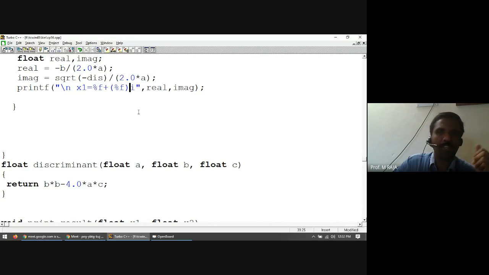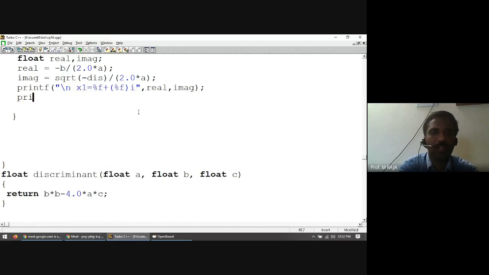Otherwise, further check the sign of image. Image is positive or negative. If it is negative, print the value using minus. Otherwise, print the value using a plus. This is one result. Then second, printf of slash n. We need to print the value x2.